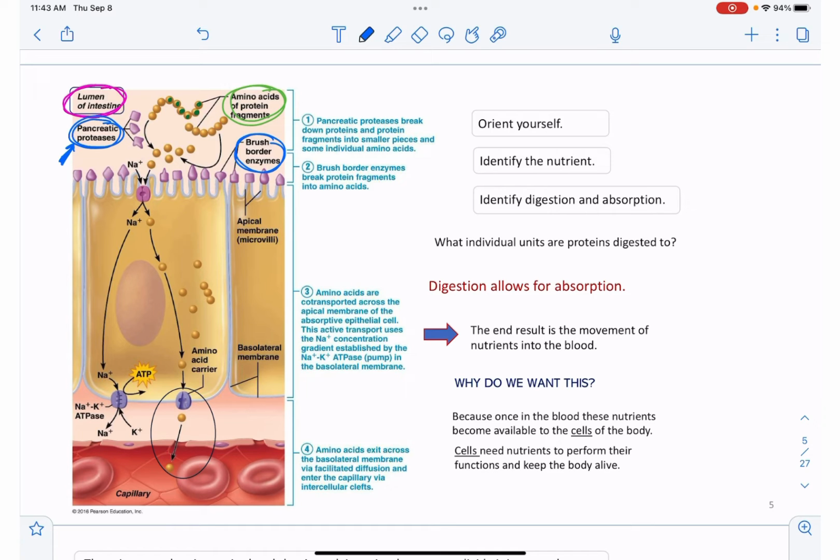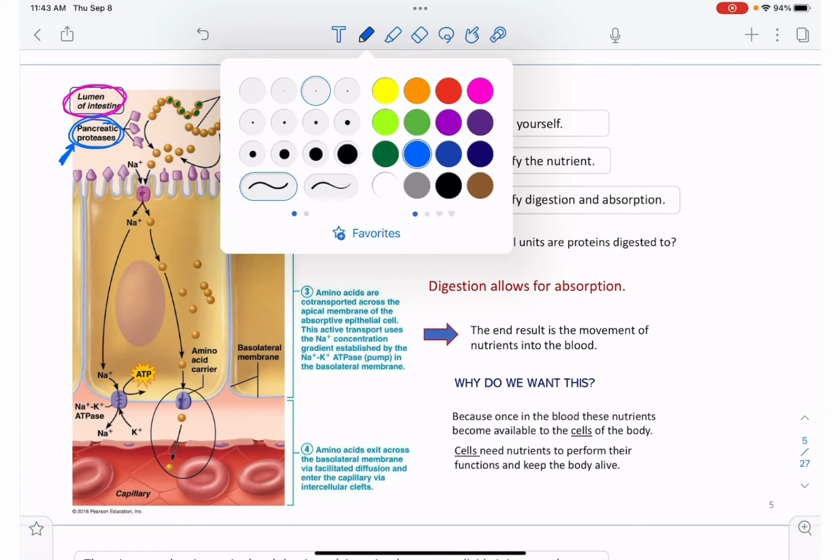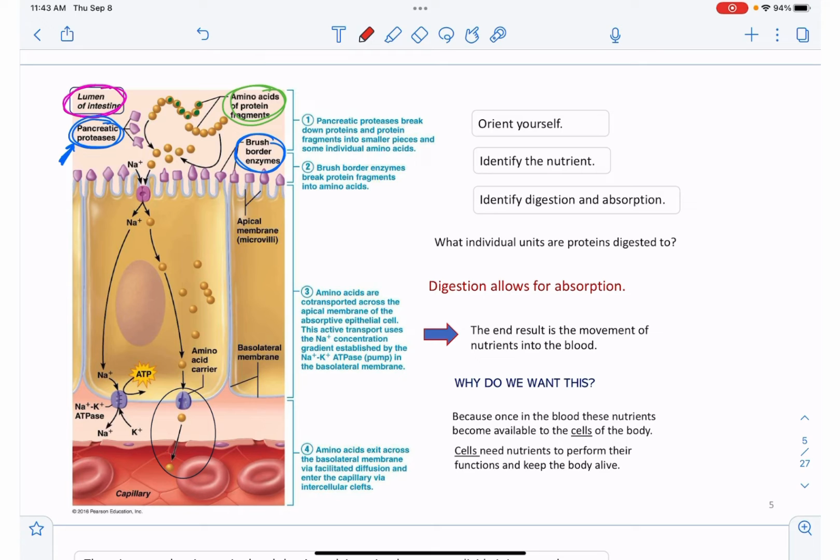And what these enzymes are going to do is break the chemical bonds that are holding these amino acids together. And what that does is it frees up individual amino acids. The reason that's important is because amino acids are small enough to move from the digestive tract across the digestive tract lining and into the blood, which is what absorption is.